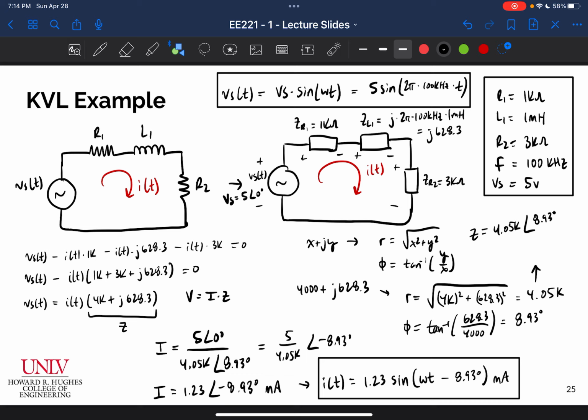So that's the process. We convert over to the impedance domain, convert things to phasors, do the math, and then convert back to the time domain. Hopefully that problem makes sense. I know the math is a little bit heavy. We start getting into complex numbers and things that people don't typically like, but I hope we can do enough problems that you'll get comfortable with them.